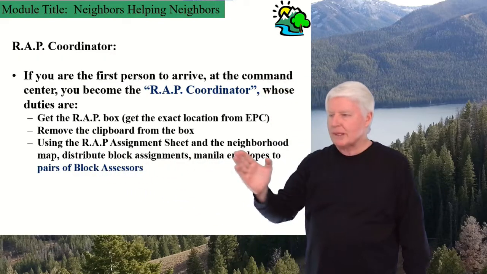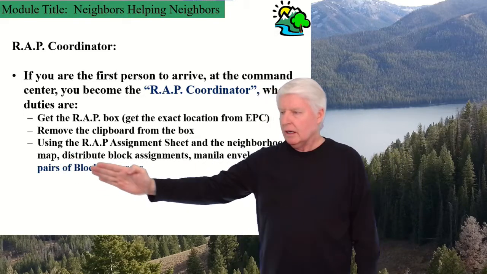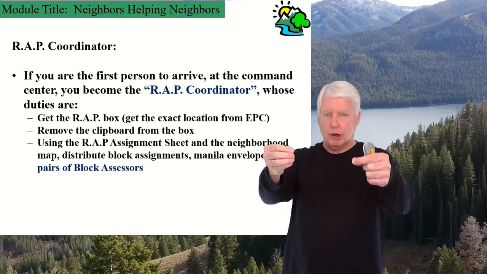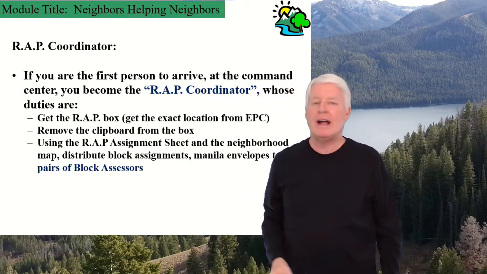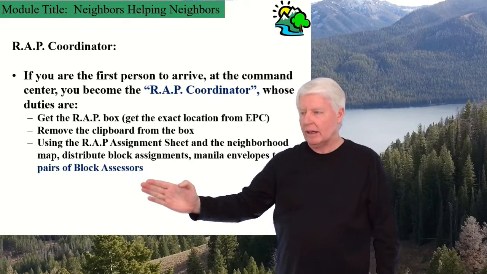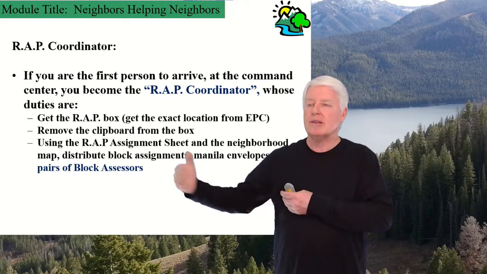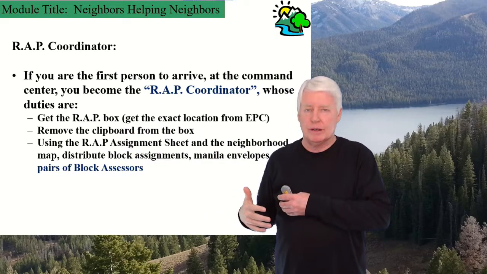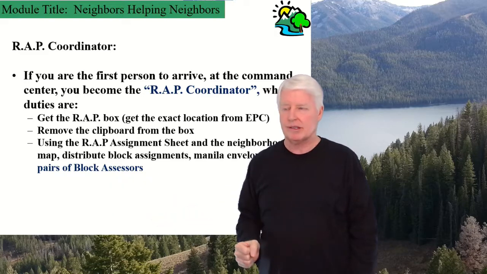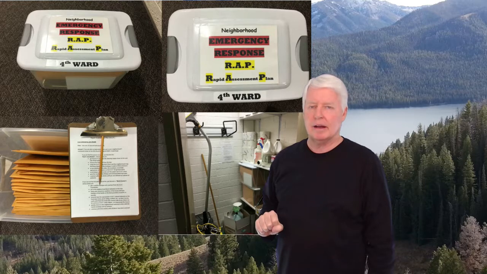So using the RAP assignment sheet and the neighborhood map, there will be a map of your neighborhood in there, distribute block assignments. In other words, take those envelopes out of the box and give them to people. Those are the block assignments, manila envelopes to pairs of block assessors. Remember, we want two block assessors. Who are the block assessors? They're the ones that come in after you do. If you're the first one, or if someone's already there, you become a block assessor, and you'll take these assignments out and do a quick audit of your neighborhood.